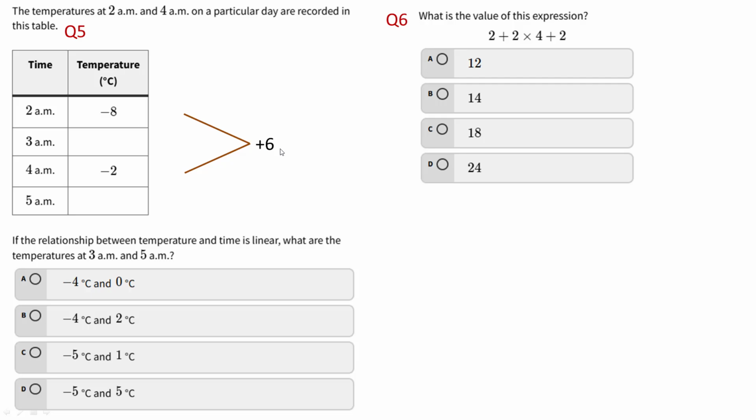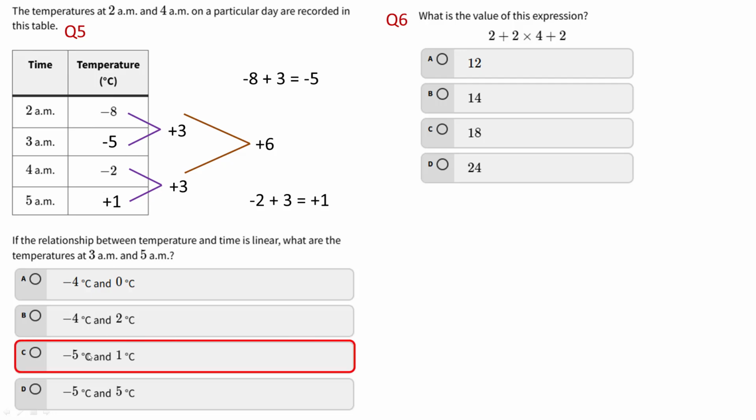So if we look here, the difference from being -8 to -2 is that it's gone up 6 degrees, and that's 2 hours. So then every hour it must be going up 3. Okay, so to get this number here, we'll take our -8 and add 3, and then that would be -5. And for the next one, it's gone up 3 again. So we take -2 and add 3, I'll get +1. So -5 and 1 are these two answers here.